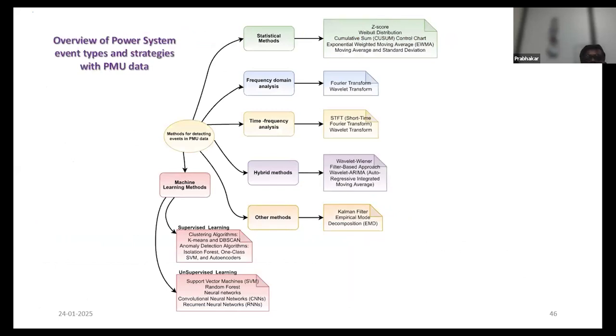So this is just to show the different methods for detecting events in PMU data. There are different methods: machine learning methods, time-frequency analysis, frequency domain, and statistical analysis. These are different analyses which are very much useful in detecting events, because there are different events. When I say it's a disturbance, different disturbances happen: short-term disturbance, long-term, long.